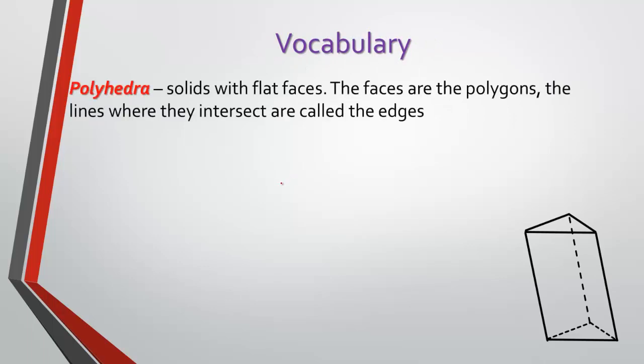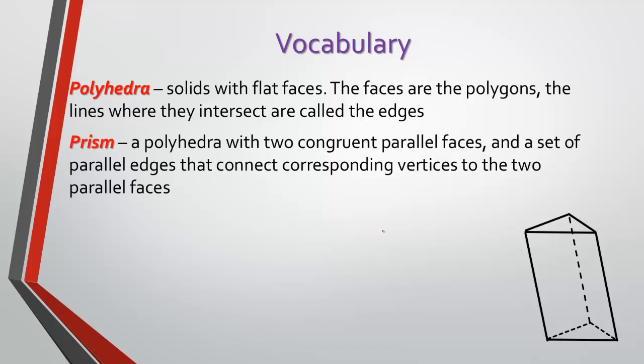Okay, so polyhedra are solids with flat faces. So the faces are the polygons, and the lines where they intersect are called the edges. So, like this here, that would be a polygon. Any of these faces would be a polygon. Notice that's a parallelogram. The lines where they intersect, so this right here, whenever we talk about edges, that's what we're talking about. That's an edge. This is an edge here. Okay, so those are all different parts of the polyhedra.